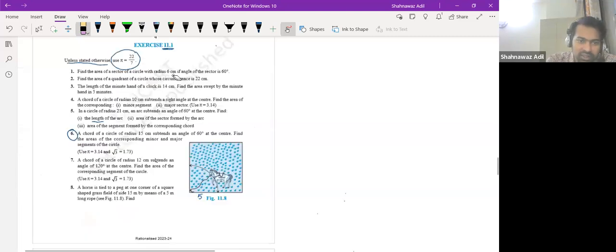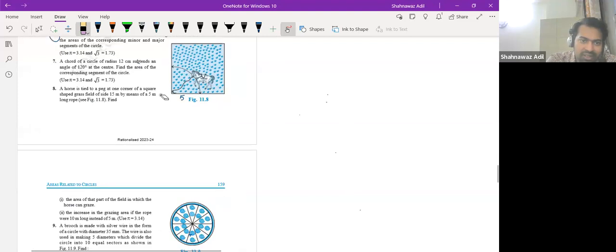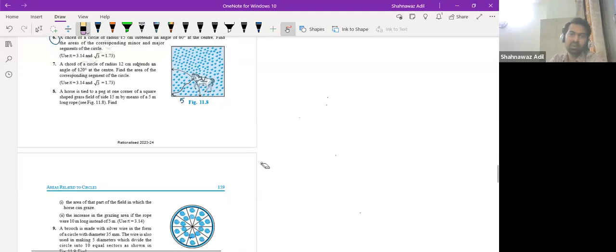Okay, so now the next question. A horse is tied to a peg at one corner of a square-shaped grass field of side 15 meters by means of a 5-meter rope. So we have a rope, and this rope is 5 meters long, right? So what is this 5-meter thing? What is this?